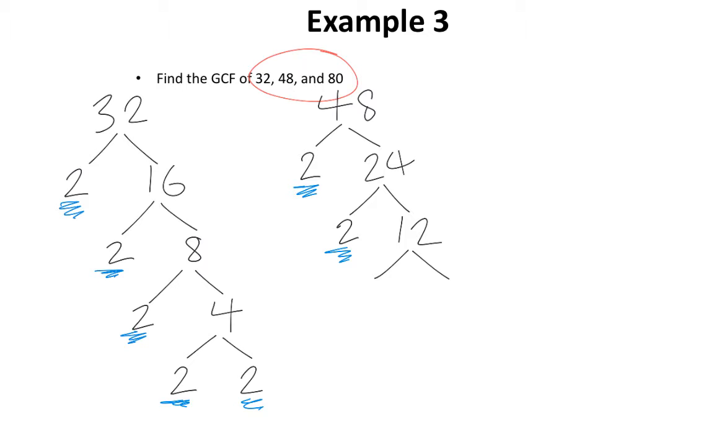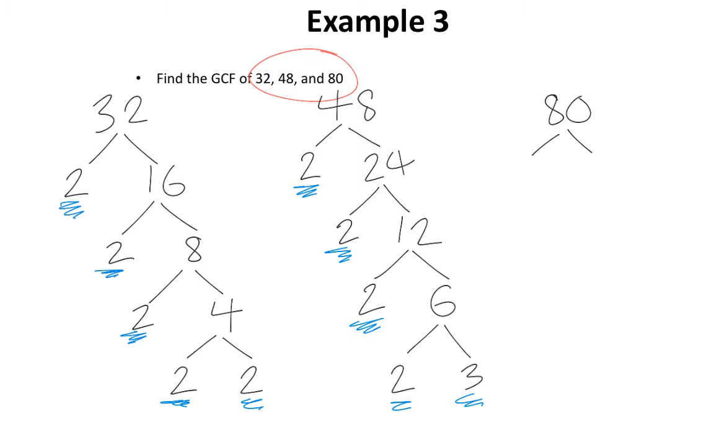Two numbers when multiplied together will give me 12. 2 and 6. 2 is a prime number, 6 is not a prime number, so let's repeat the process. Two numbers when multiplied together will give me 6, 2 and 3. Both 2 and 3 are prime numbers, therefore we can stop this process. Let's do this all over again for 80.